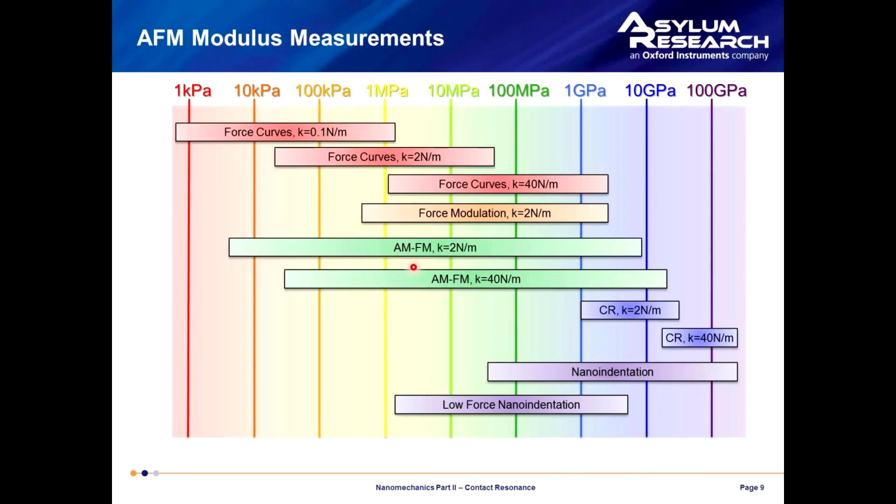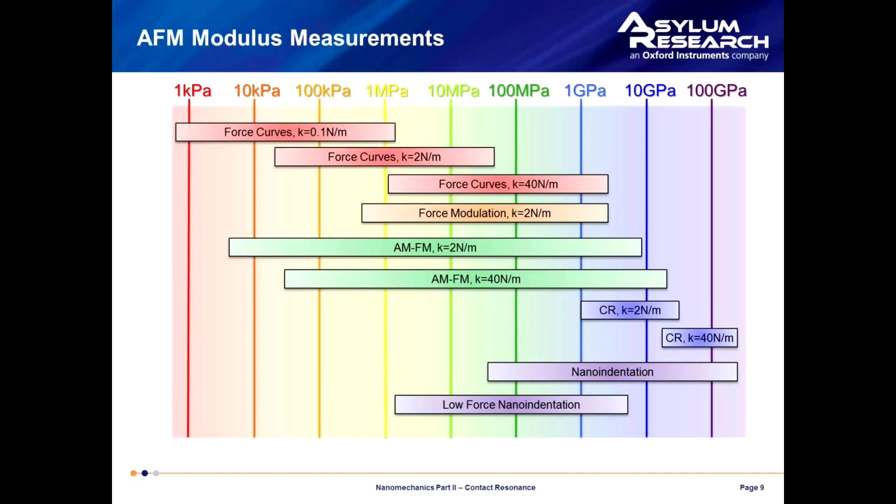I should mention that 2 of the techniques, AM/FM and contact resonance, the subject of today's webinar, are examples of AC or resonance techniques. And one advantage of these techniques is that they allow you to measure the modulus and the dissipation or the loss modulus. So the elastic modulus and the loss modulus. The loss modulus is related to the energy dissipated by the material per oscillation cycle, and can be related as well to the loss tangent, as was discussed in our first nanomechanics webinar.